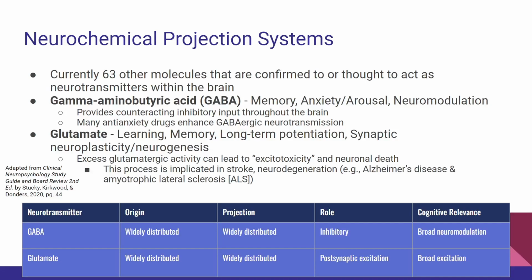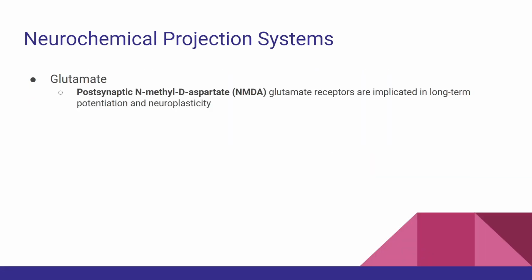And that process has been found to occur in things like stroke or other kinds of neurodegenerative disorders, like Alzheimer's disease or amyotrophic lateral sclerosis, also called ALS. So there's a particular receptor for glutamate that plays an important role in what's called long-term potentiation and neuroplasticity. It's essentially the way that our neurons reorganize themselves to either be more sensitive to particular types of neurotransmitters or be less sensitive to them, and this can essentially allow us to rewire our cognitive functioning over time.